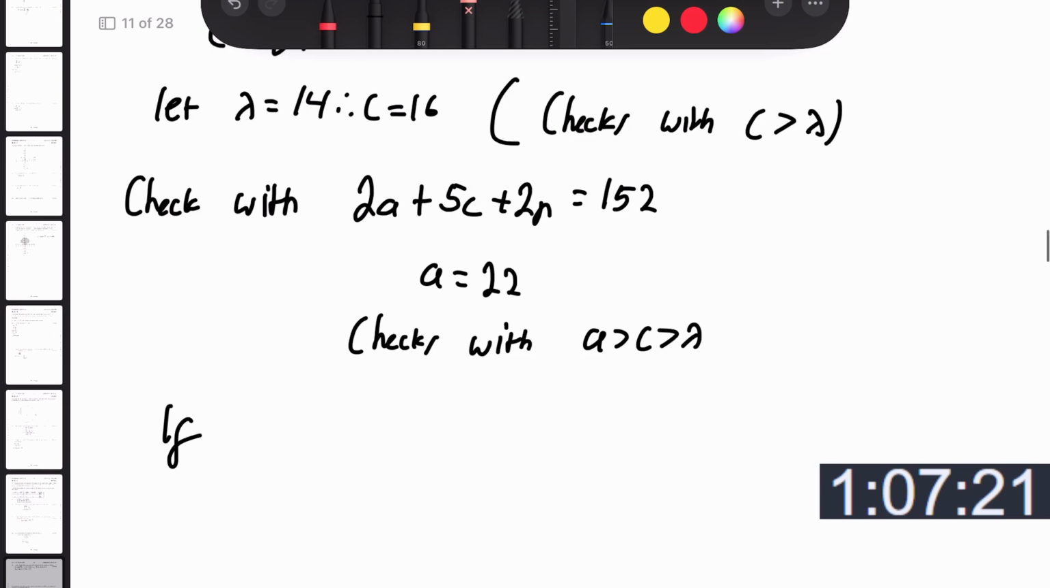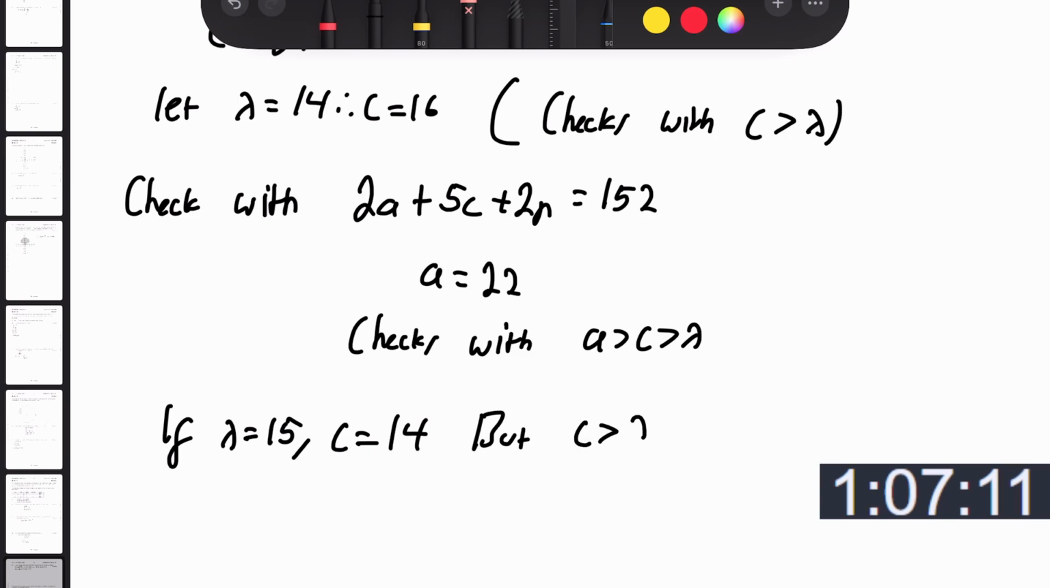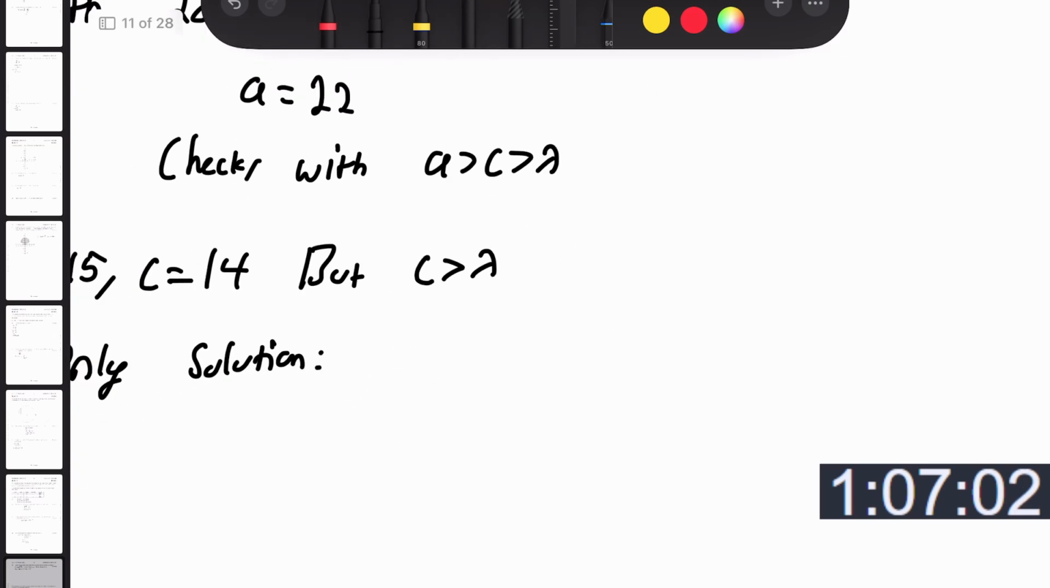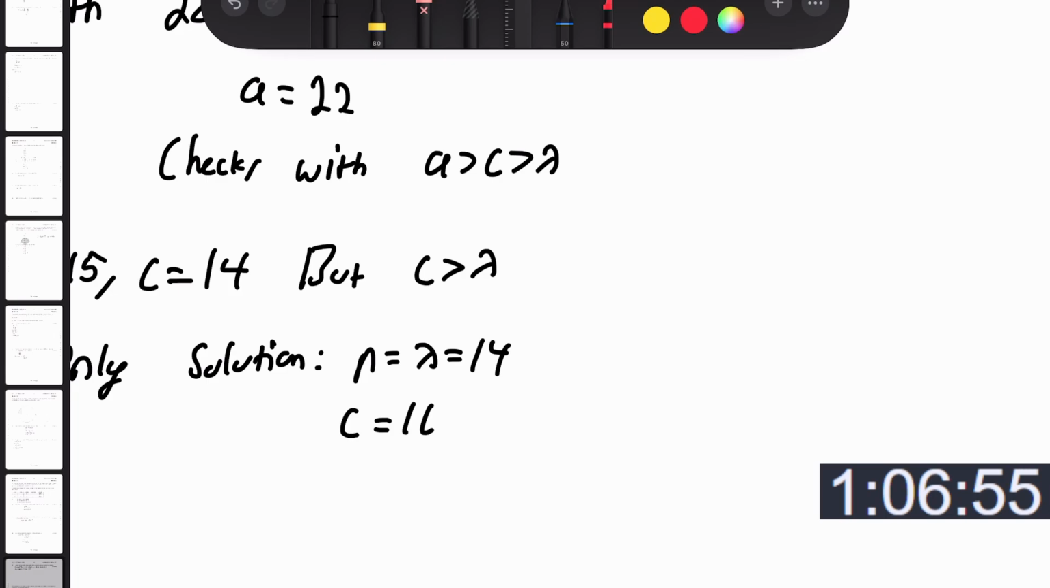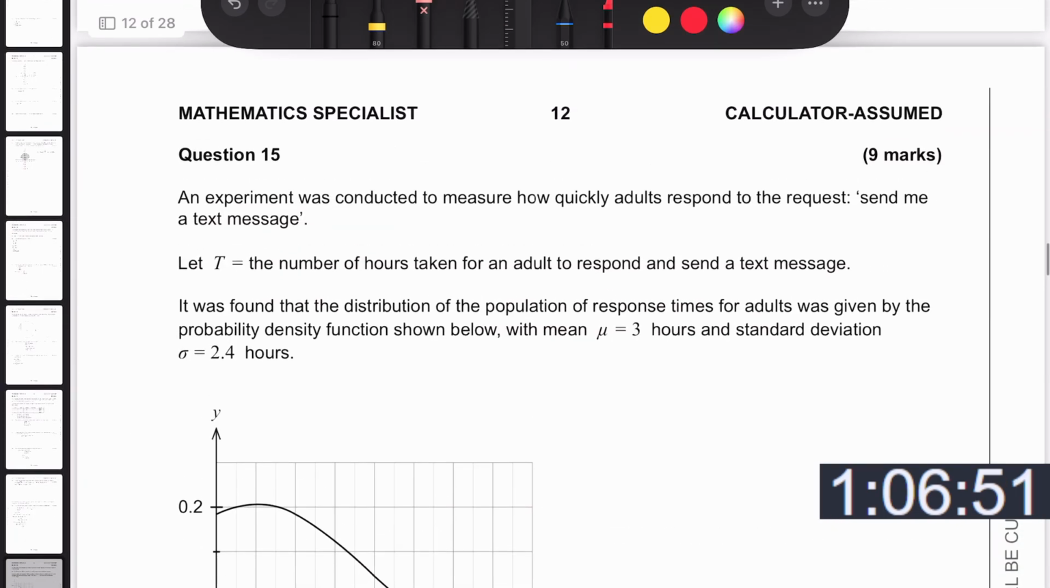If lambda equals 15, c would equal 14, but c must be greater than lambda, therefore the only solution is that lambda must equal 14. p equals lambda, which equals 14, a child equals 16, and an adult equals 22. Okay, that was terrible.